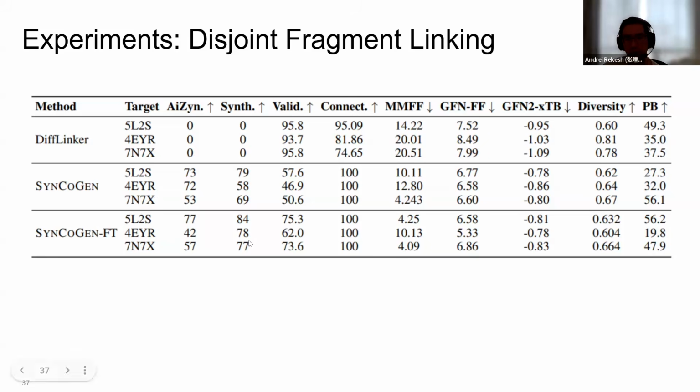And I think that if the molecules are synthesizable, validities of 70% or 60% are actually pretty reasonable, because for a model like DiffLinker, if none of the molecules are synthesizable, it doesn't really matter how many of them are valid according to RDKit.